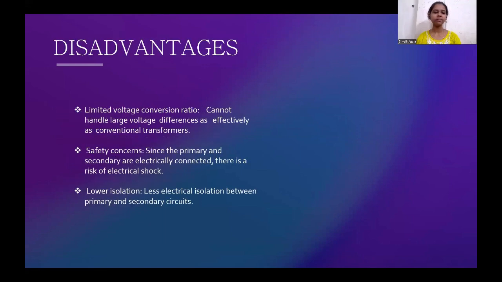Disadvantages. Limited voltage conversion ratio. It means that it cannot handle any large voltage differences. There are also safety concerns as the winding is connected electrically and magnetically, so there may be a risk of electric shock. Low isolation. There is less electrical isolation between the primary and secondary circuit, so it also causes some risk.